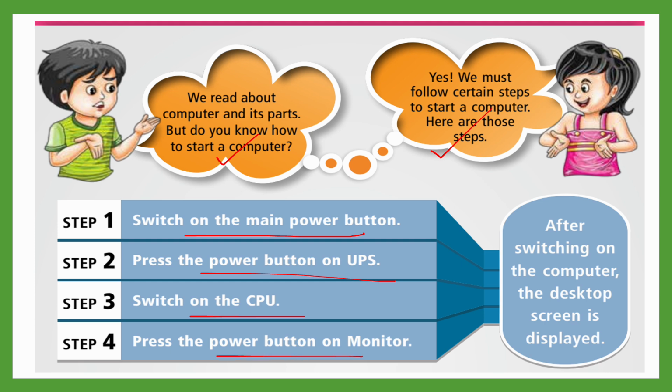First step, switch on the main power button. Then, press the power button on UPS. Then, switch on the CPU. The last step, press the power button on monitor. So, after switching on the computer, the desktop screen is displayed.